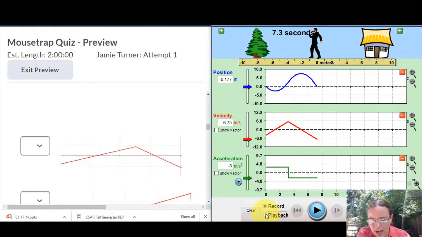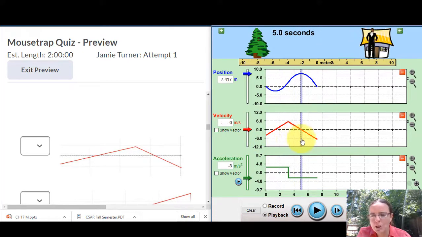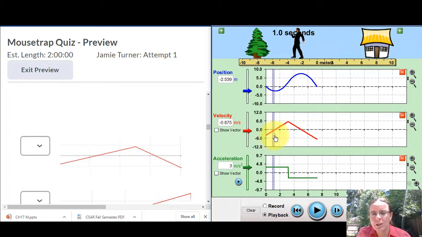If I click the playback button, I can move this gray bar around in the simulation, and you can see the motion that is represented in these three graphs below. And again, these three graphs are really, really important. You will see these, it's the starting point of calculus. Sir Isaac Newton was one of the fathers of calculus.